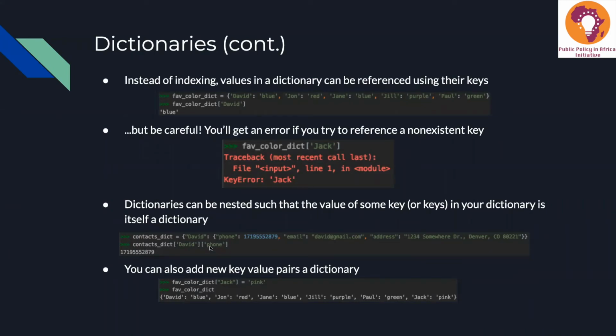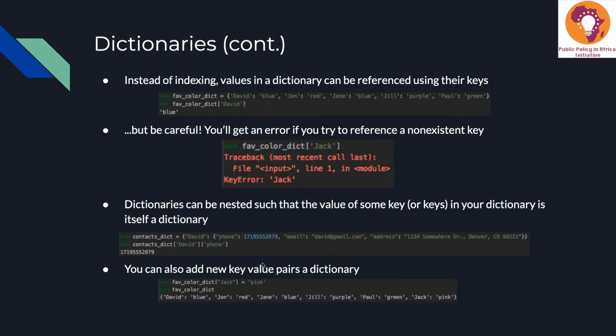And then I want to know the phone number from that dictionary. So I do another set of square brackets, and I use the phone key, and that's going to return the phone number here. So that returns the phone number that was stored in that nested dictionary. So these can be nested.